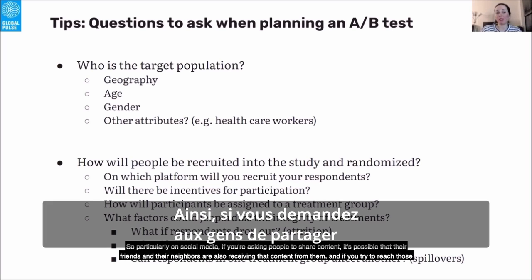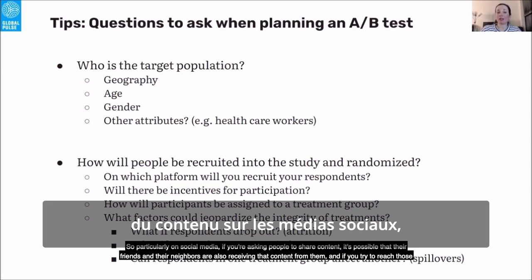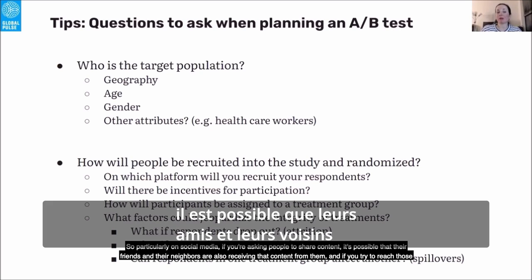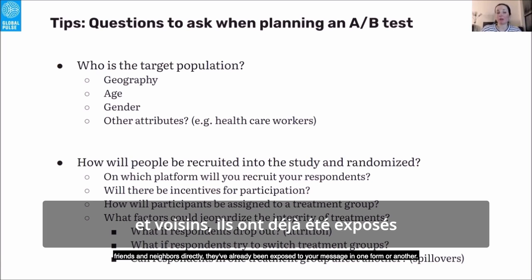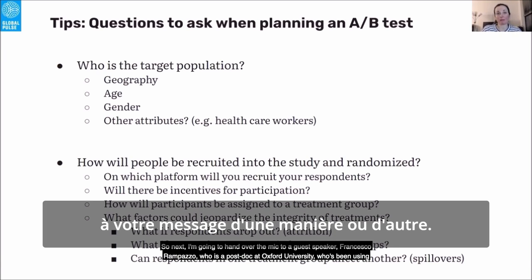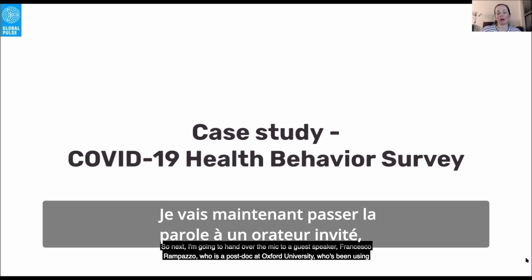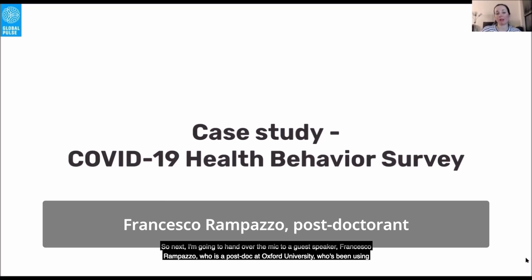So particularly on social media, if you're asking people to share content, it's possible that their friends and their neighbors are also receiving that content from them. And if you try to reach those friends and neighbors directly, they've already been exposed to your message in one form or another.